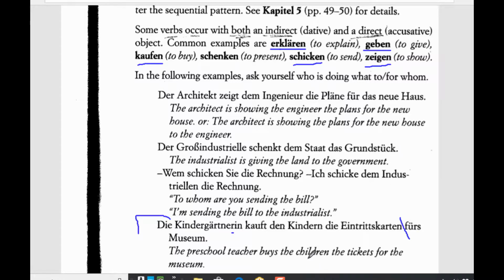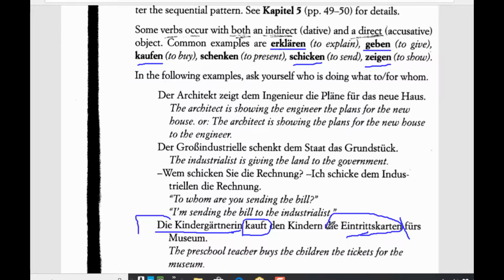Here's a word, Kinder, which is very close to our, obviously, kindergarten comes from that. Okay, where's the subject? The subject is die Kindergärtnerin. We normally start with a verb, but where's the verb? Kauft. Kauft, third person singular. He or she buys. And then where's the direct object? Die Eintrittskarten.